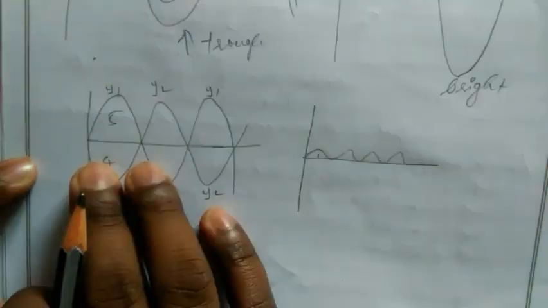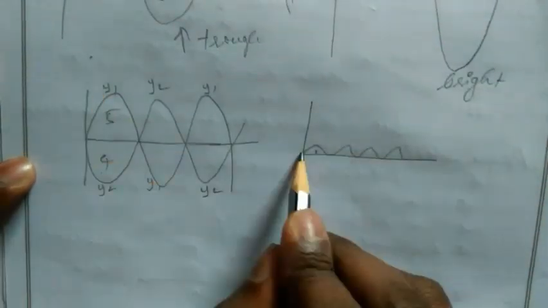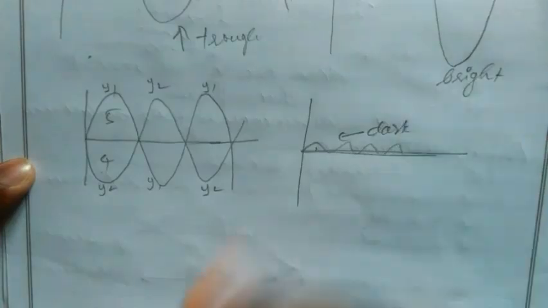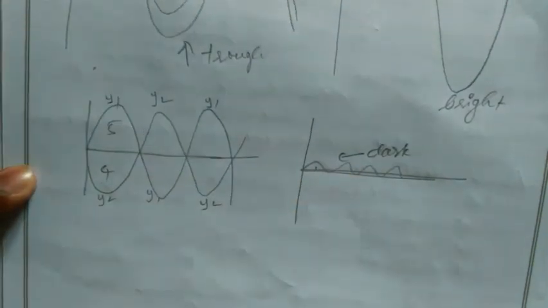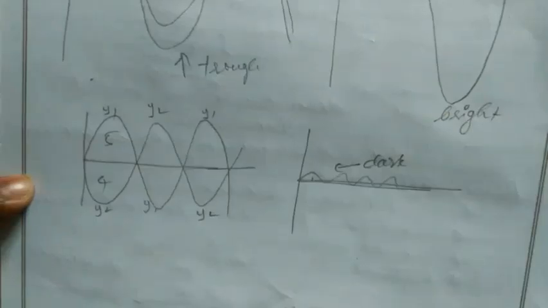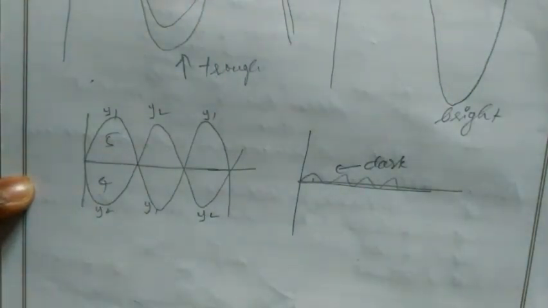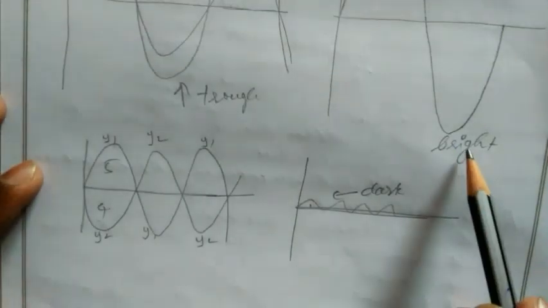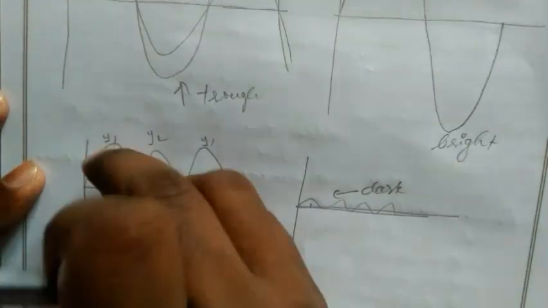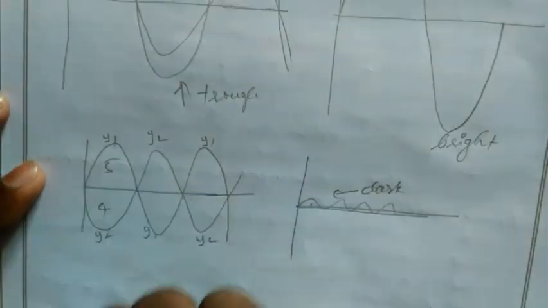There the resultant is 6 plus 4, 10. Both are in the same direction. Here both are in opposite directions, 5 minus 4 equal to 1. So we get a dark fringe. Or if we take both as 5, this also 5, this also 5, then the answer will be 0. But there we have a bright fringe, here we have a dark fringe. Okay.